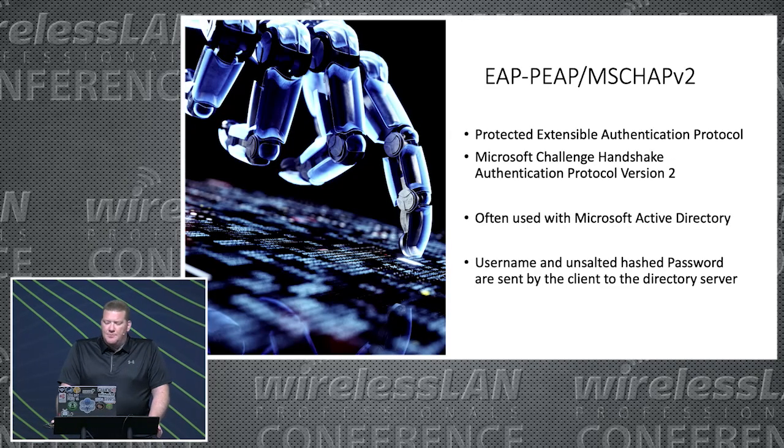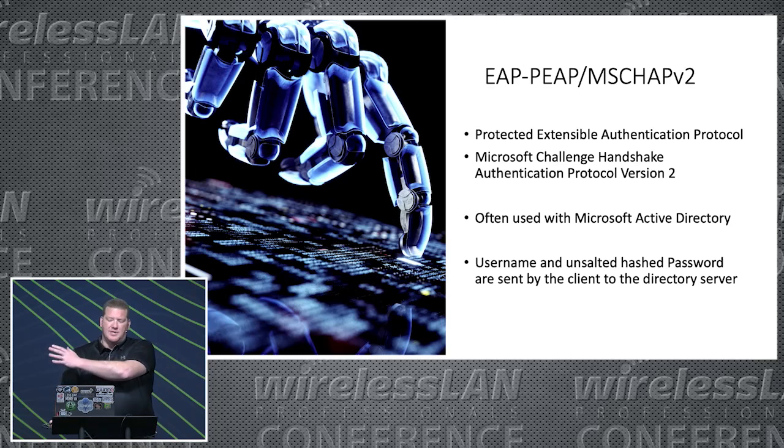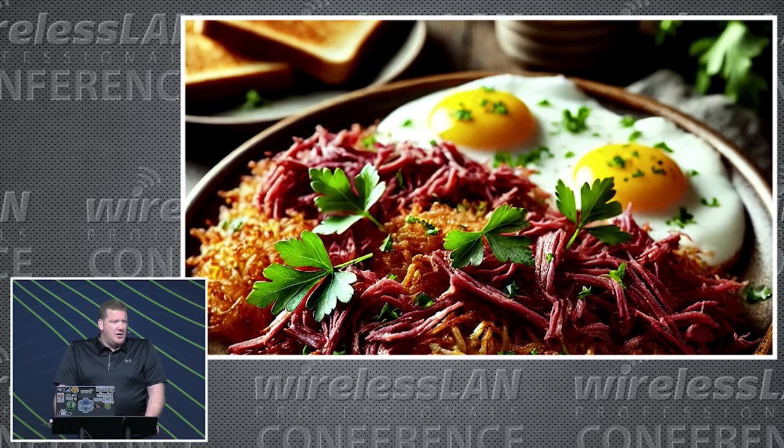MSCHAPv2 is the authentication protocol that's typically used in Windows Active Directory environments, but it is also possible to use it in non-Windows directories too. This does require a full round trip of authentication information from the client all the way to the directory server and back. So AD gets queried for every single authentication that happens on your network, fast roaming aside. Clients using this method send their username and a hashed but unsalted password to the network. And I don't know about you, but I like my hash with a little bit of salt on it.